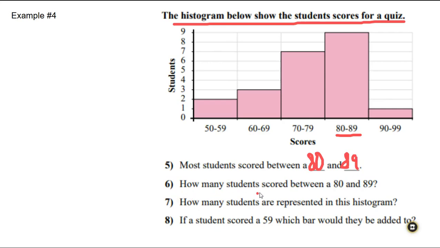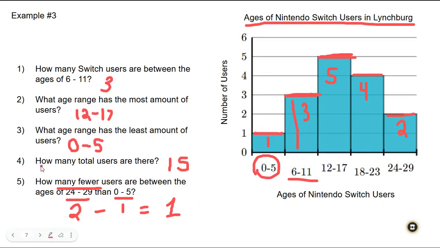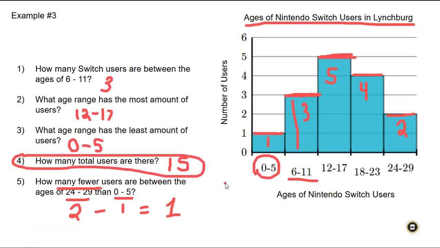Next question says, how many students scored between 80 and 89? So I would count how many total we have here, and this one caps off at 9. So 9 students scored between 80 and 89. Question 7 says, how many students are represented in this graph? This is the same question that we went over with this one here, where we're trying to tally up how many total people we are talking about.